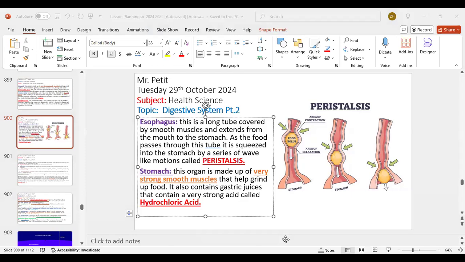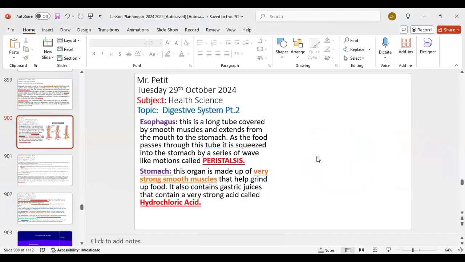Ren, can you hear me? Yes, sir. What's the name of the acid in the stomach? No, it's a specific name for the acid. It's right on the screen. You can't see my screen? It's called hydrochloric acid. Very good.